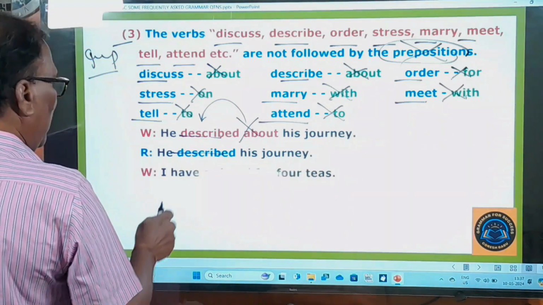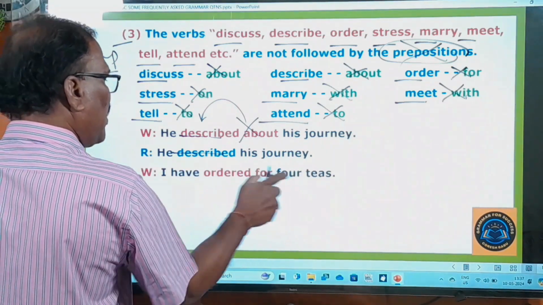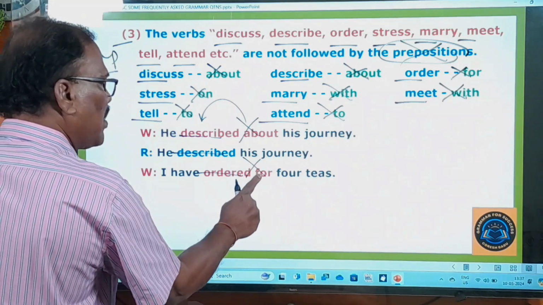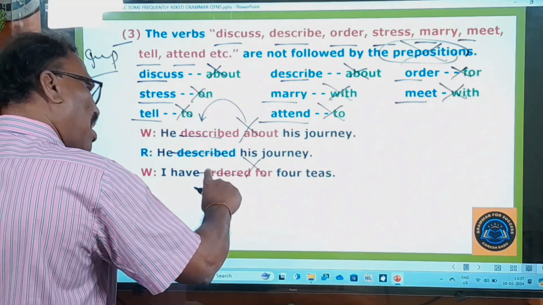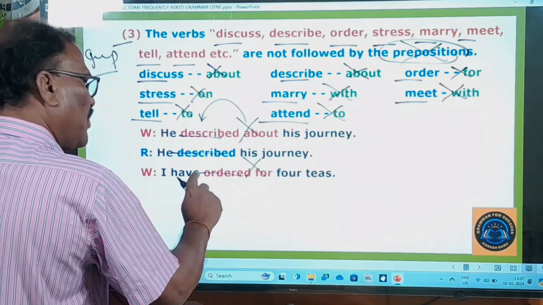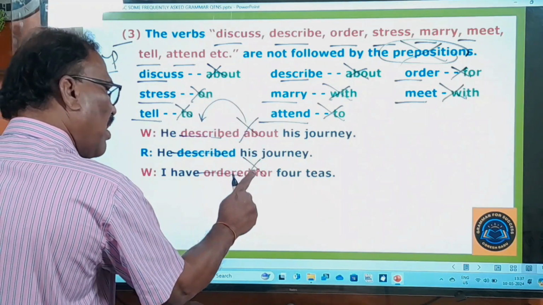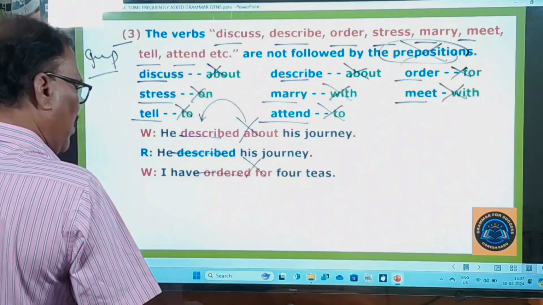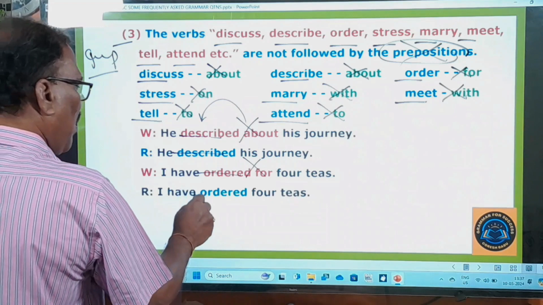Right. And here, I have ordered for 4 teas. Ordered for. So this for should not be used here because the meaning of this is already in this verb order. Order itself means for something. Order something. The meaning of this for is already in this, and therefore using this for again is a mistake. Okay, then you have to say, I have ordered 4 teas.